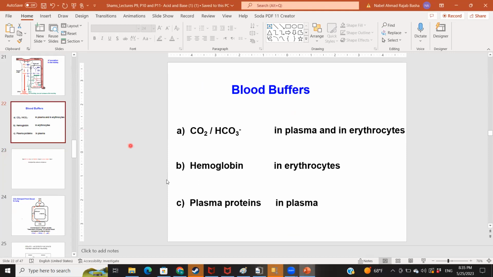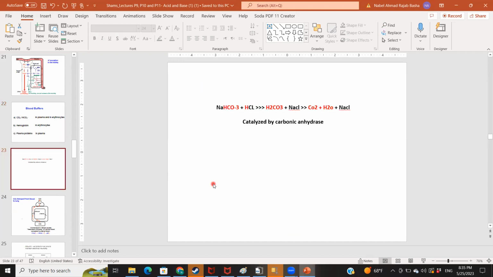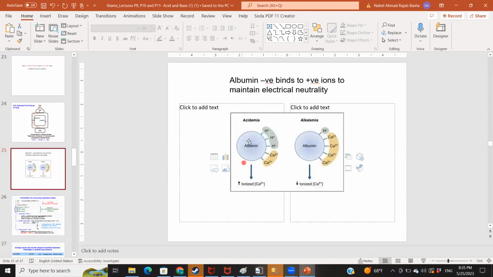Let's move to the third buffer, which is plasma proteins. Plasma proteins, for example, albumin, are buffers. Let me give you an example. Here we have albumin. It's negatively charged. And albumin has to be bound to a positively charged atom or molecule. So here we can see albumin bound to hydrogen.